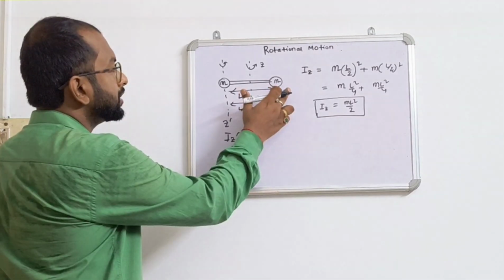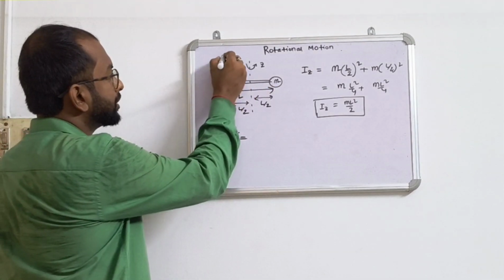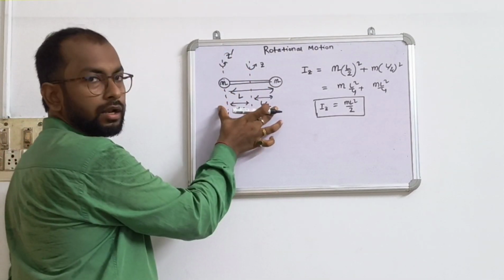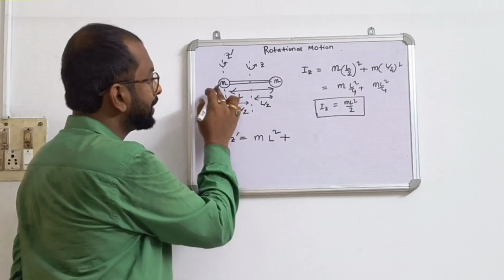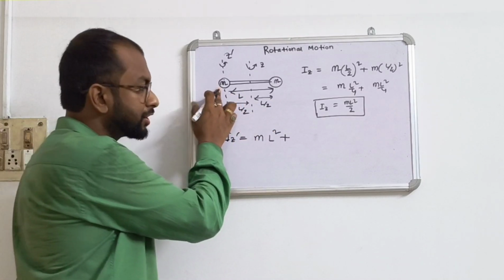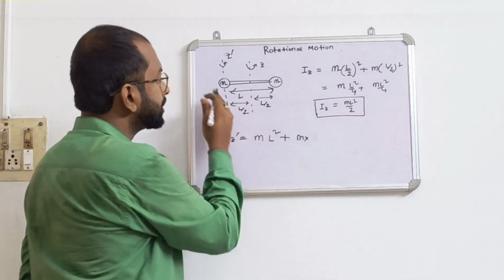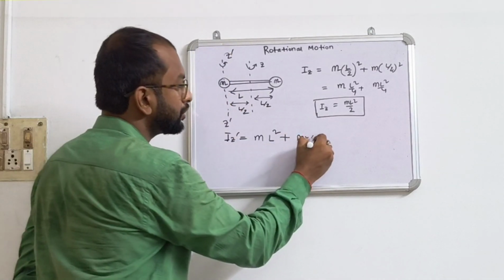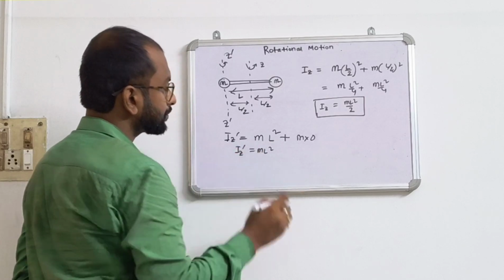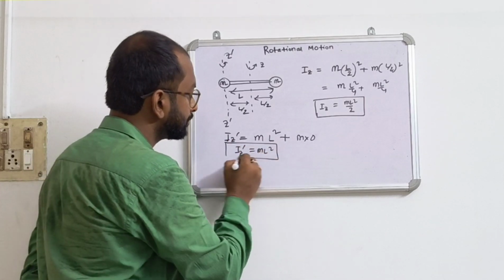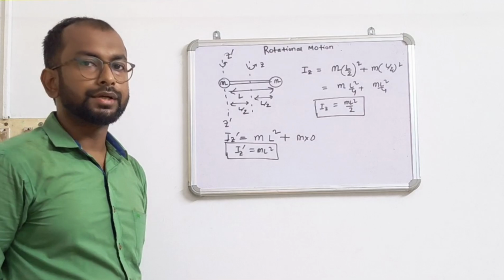See, this mass is located at how much distance from the axis of rotation? Iz dash is m into L square, plus this mass into that distance square. This mass, the distance is 0 because the axis is passing through it, so 0. So it is becoming m L square only, Iz dash.